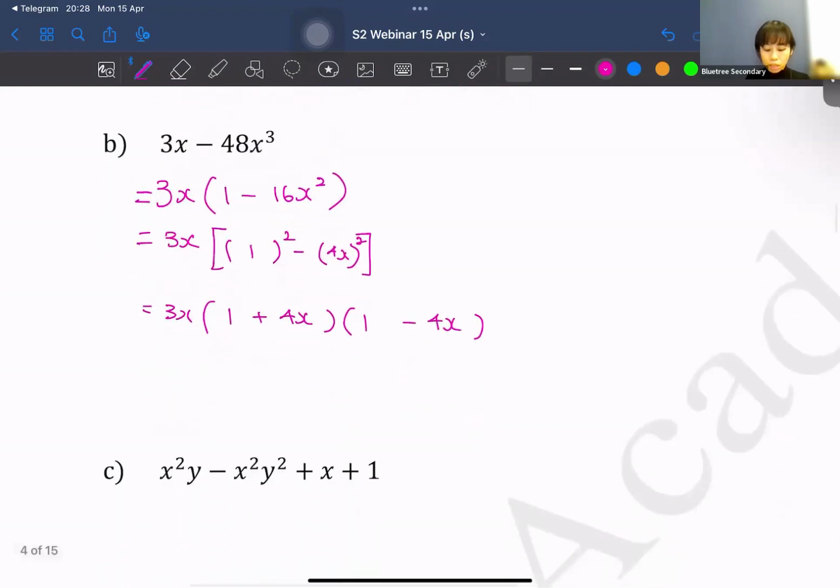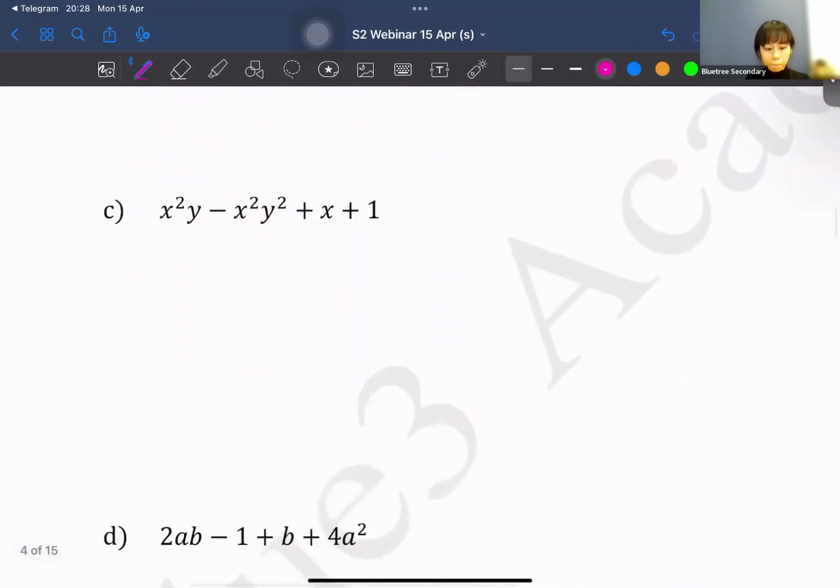Okay, so that is for part B. Moving on to the next question. So for part C, if you have 4 terms, if you recall, the general guideline is if you have 4 terms, the first method you should consider will be grouping.